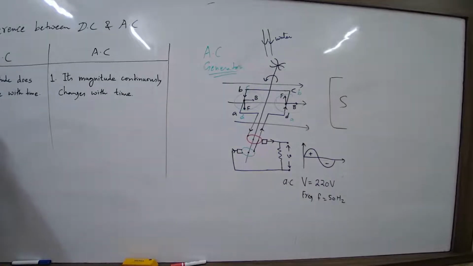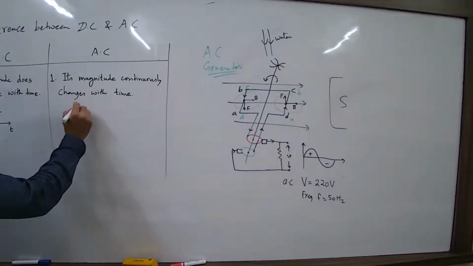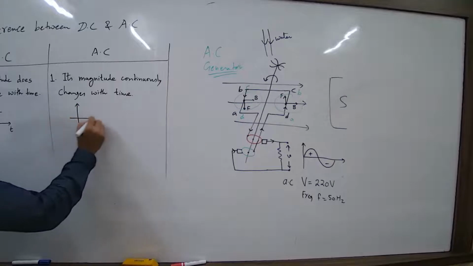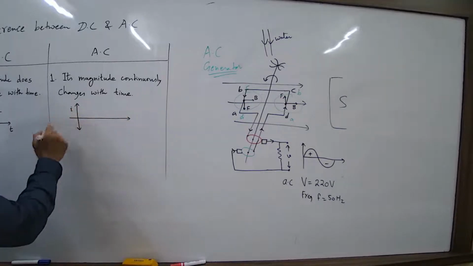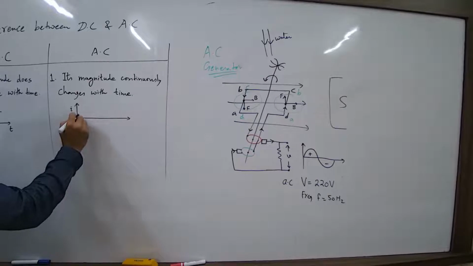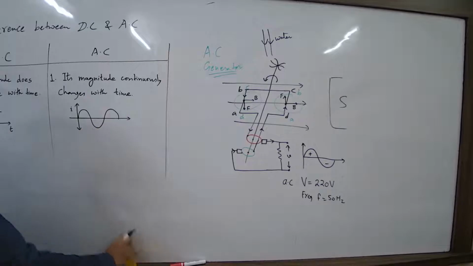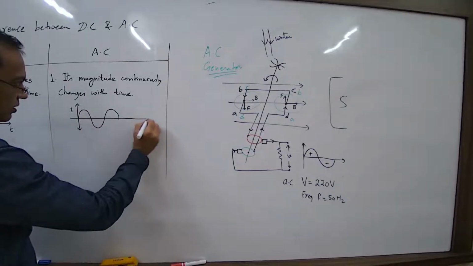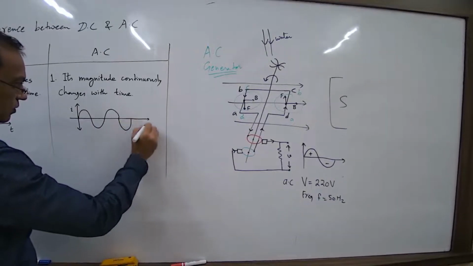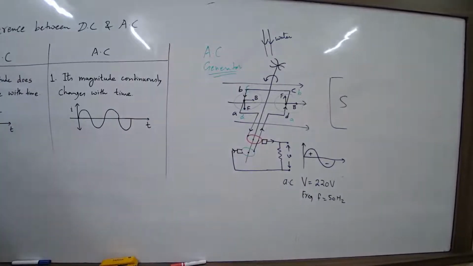Right? So if I have to draw the graph of DC current with time, its graph will be a straight line. It has a constant value. Whereas for AC, the graph will be something like this. For AC, the current is small i. It will be continuously changing, so you get cycles with time. So it is continuously changing. This is the first difference.